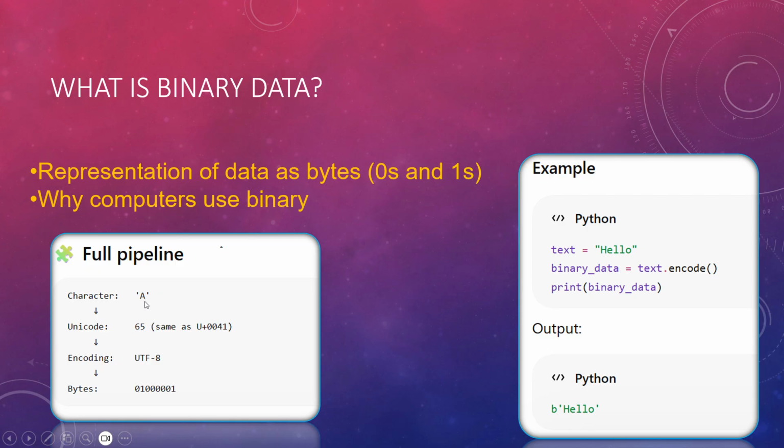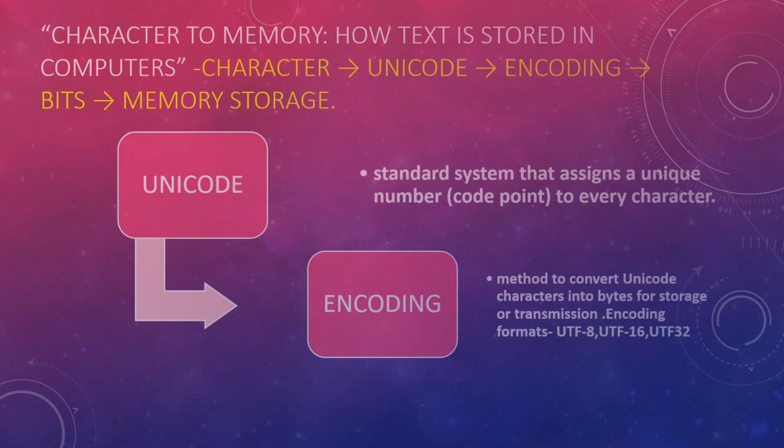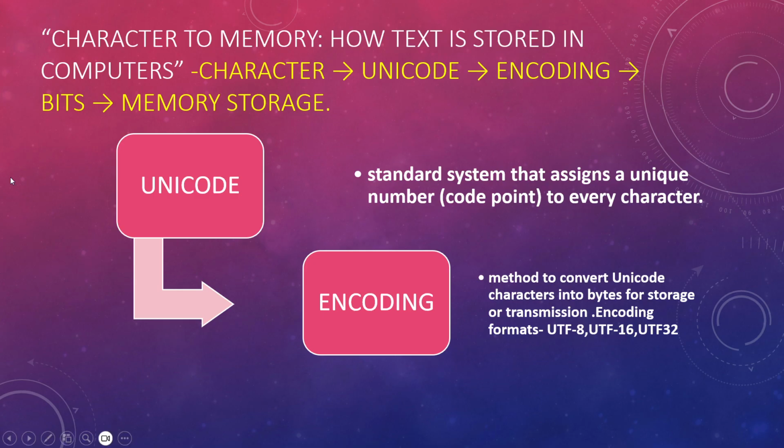Okay, so how does it store this? Always the character is first converted into Unicode, that is a unique identity code, and every character has a particular Unicode. Then the encoding is done. Encoding is the conversion of this Unicode, this character, into your binaries, your byte code, which is saved into the memory. So this is the complete full pipeline. Character to memory, we have already seen, I showed you there, right?